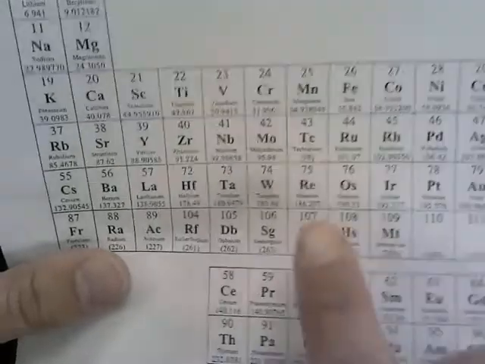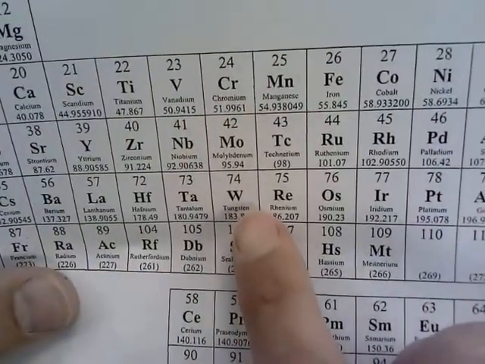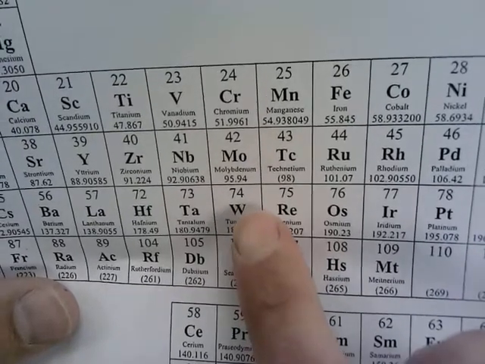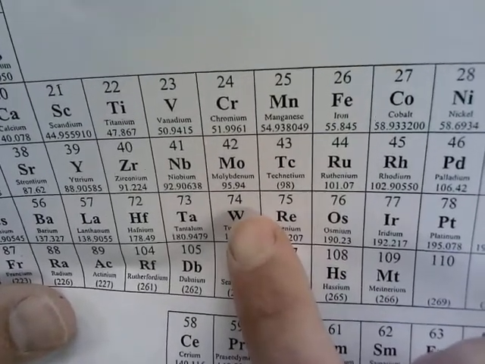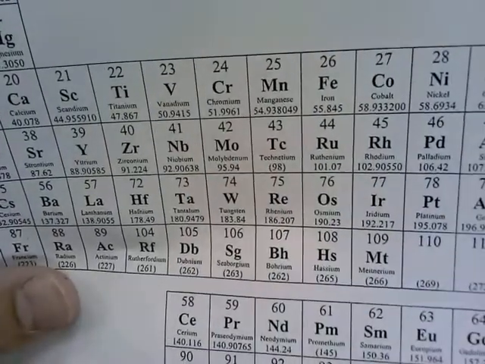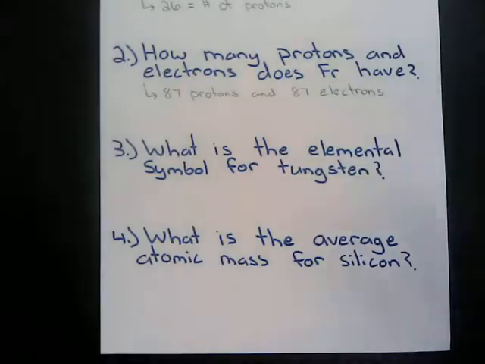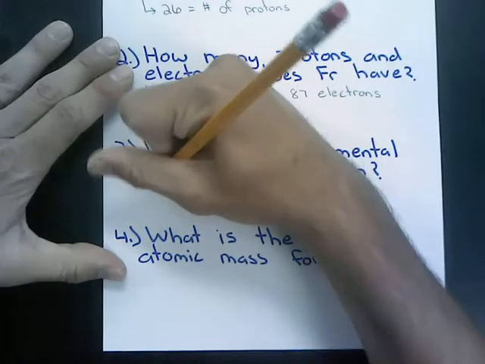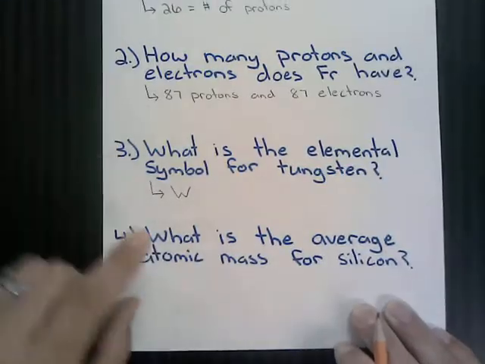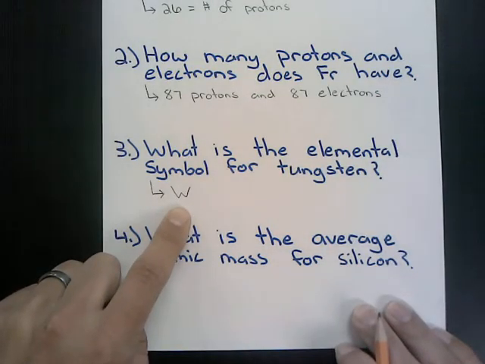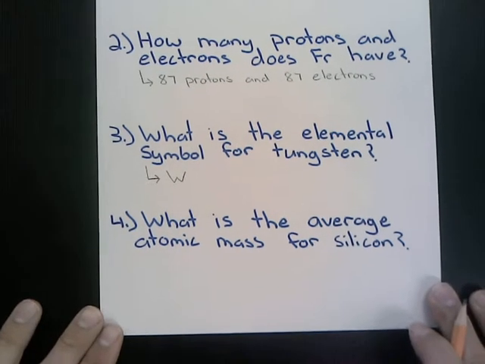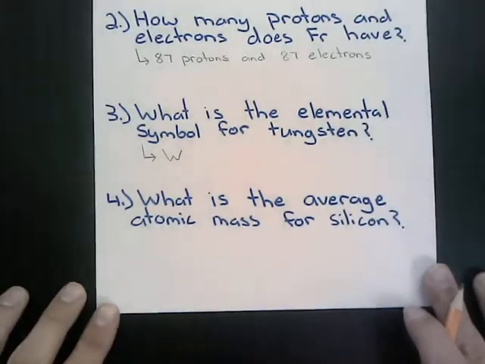So for tungsten, I'm going to zoom in here. See right here with tungsten, that's the name that I wrote down, and the symbol is a big capital W. So the symbol for tungsten is W. Again, be careful because the first letter of the name might not match up with the first letter of the element symbol. All right, so we move down to number 4 here.